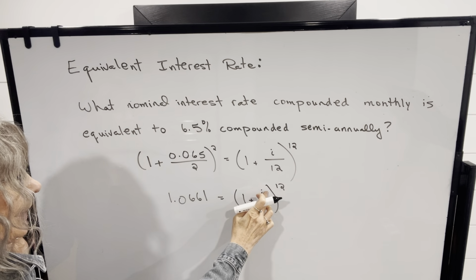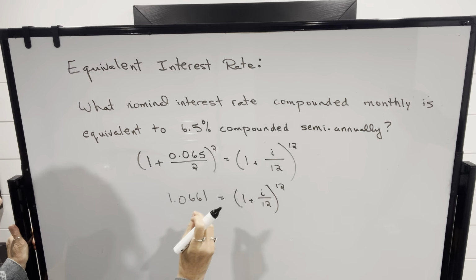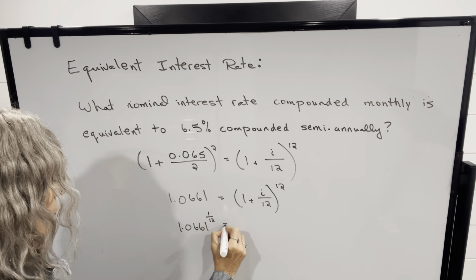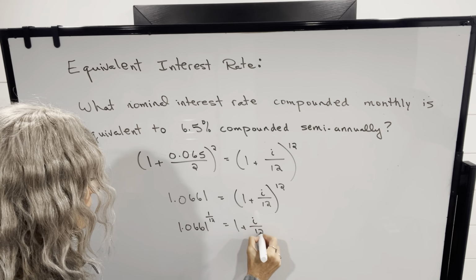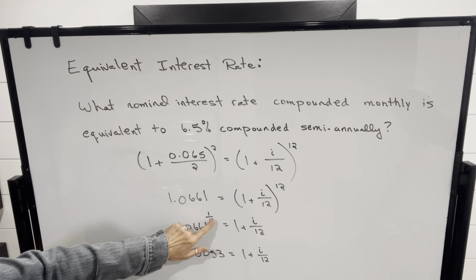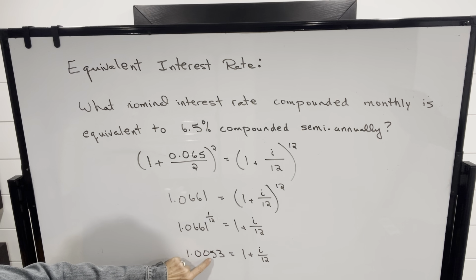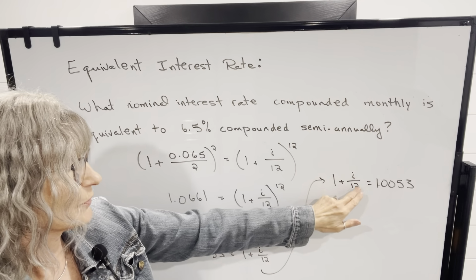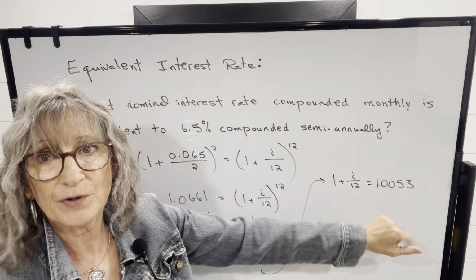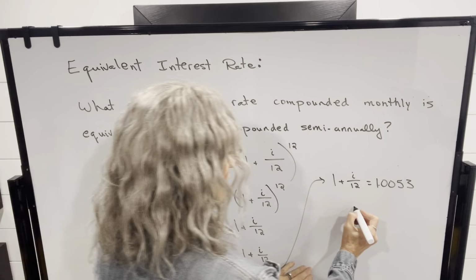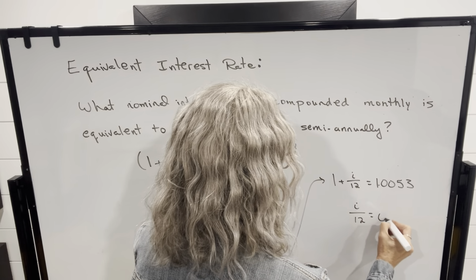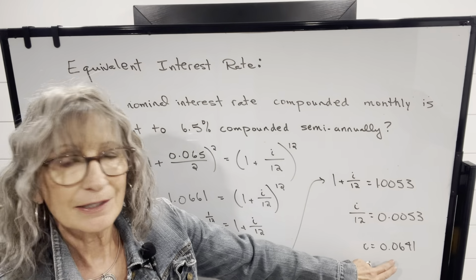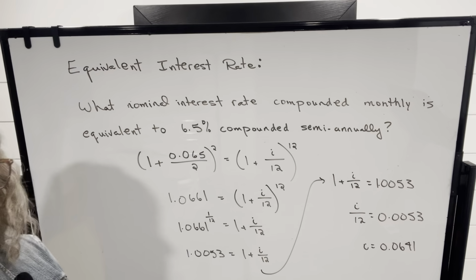Now in order to solve for I need to deal with this power, so I'm going to take the 12th root of both sides. So 1.0661 to the power of 1 over 12 will equal 1 plus I over 12. So when I take 1.0661 and raise it to the power of 1 over 12, I get 1.0053. Now I'm just going to move up here, and I'm going to write 1 plus I over 12 first is equal to 1.0053. I'm going to subtract a 1 from both sides, and I will get I over 12 will equal 0.0053. And now I'm going to multiply both sides by 12. I get 0.0641.